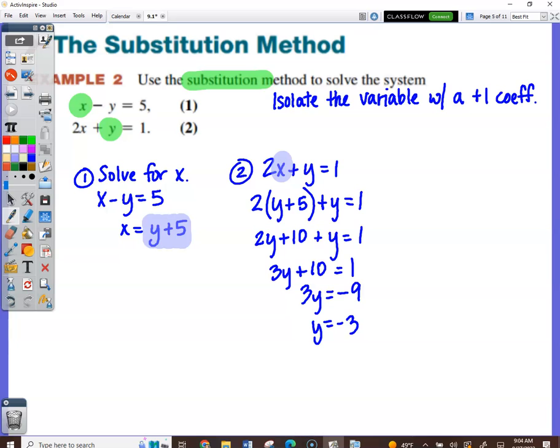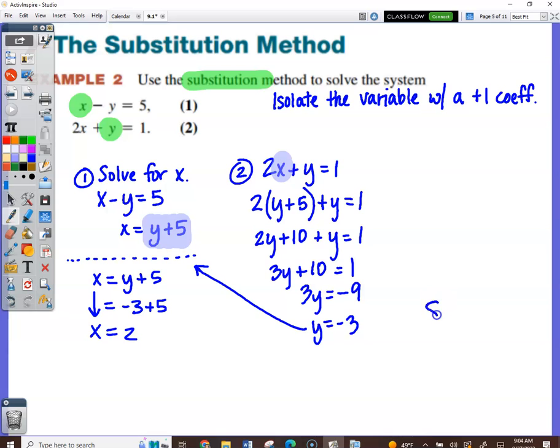Now I'm going to go back over here and plug that in. So x is y plus 5. Well, what is y? Negative 3. So what's x? 2. So the solution is 2, negative 3.